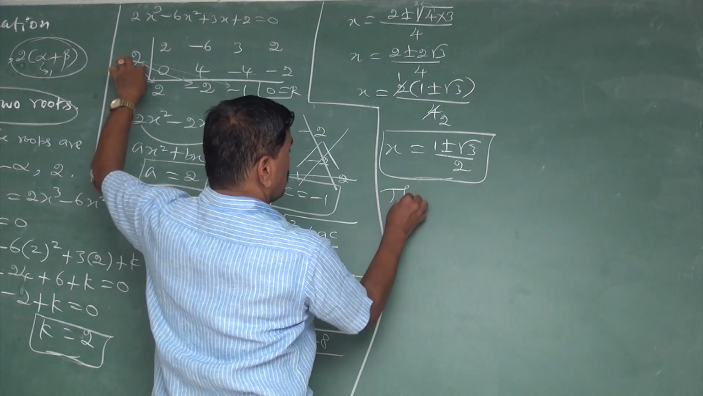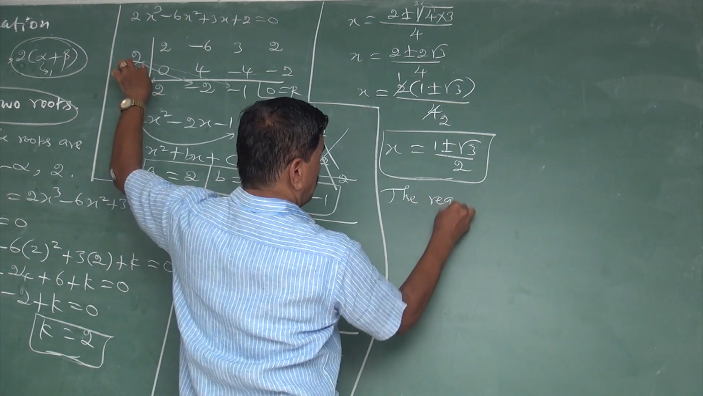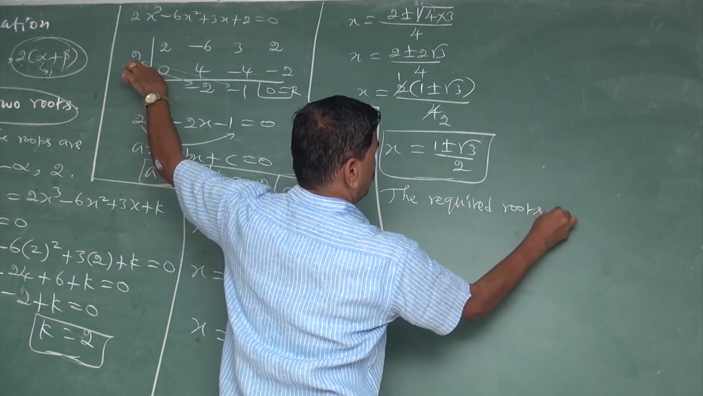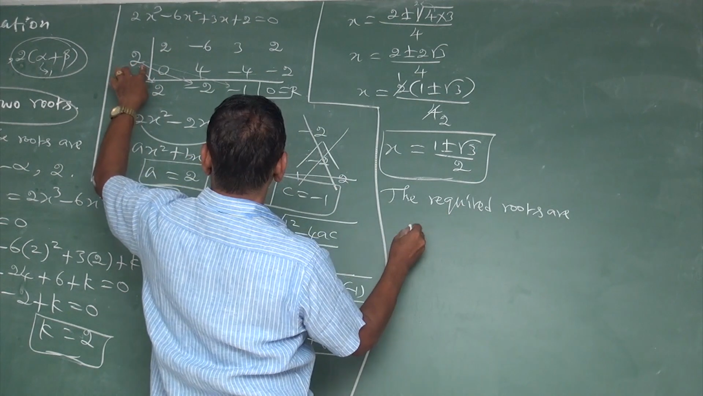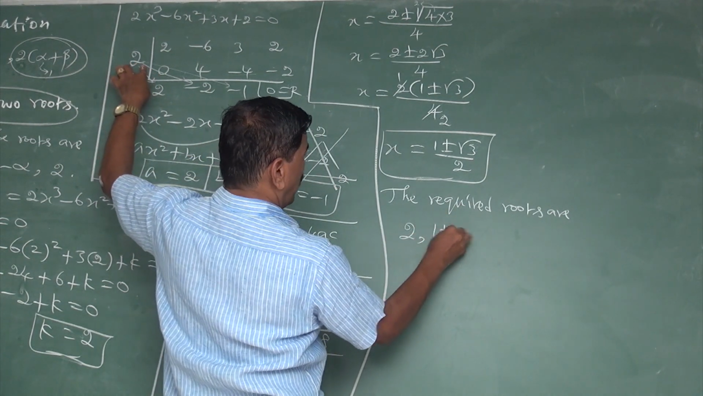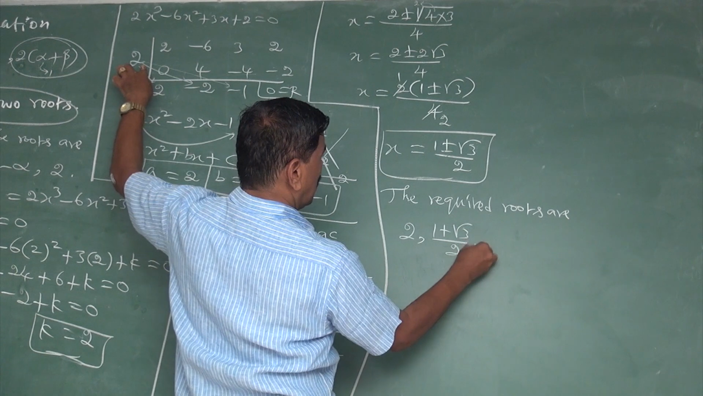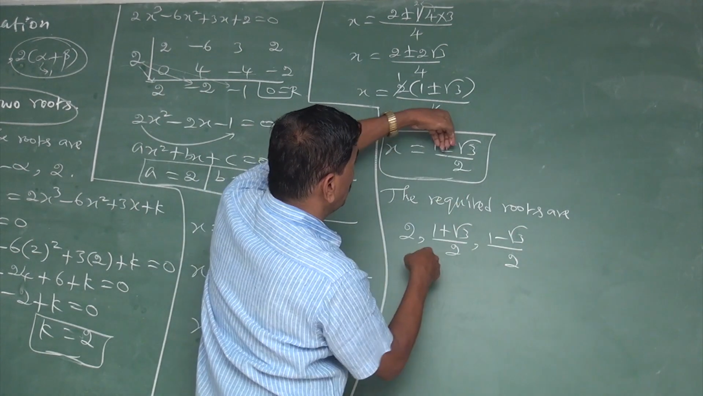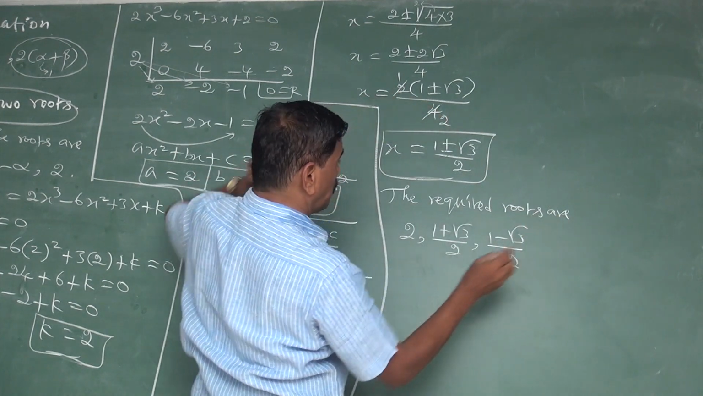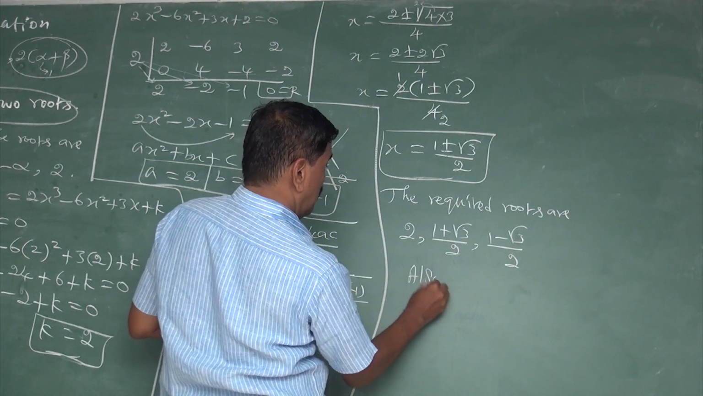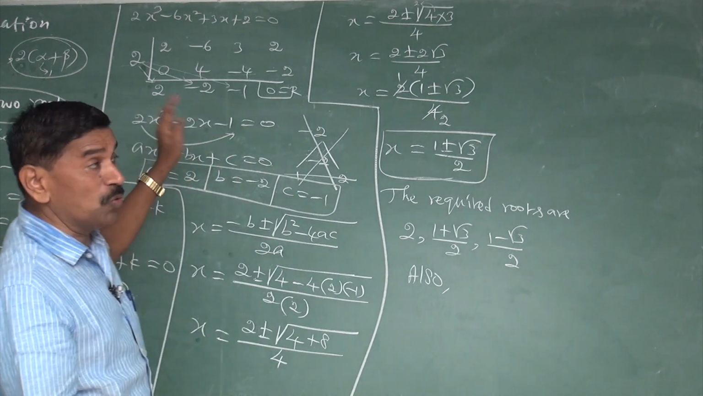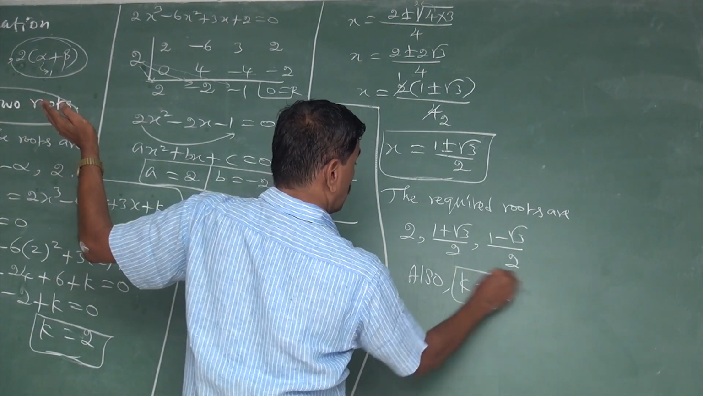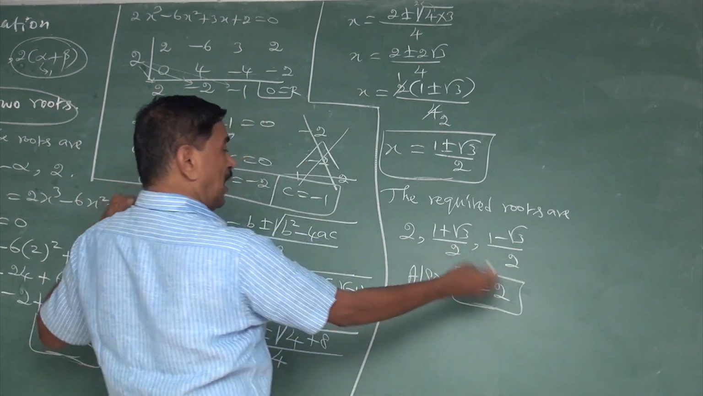Therefore, the required roots are 2 comma 1 plus root 3 by 2 comma 1 minus root 3 by 2. Okay, the required roots are. Also, can you tell me what is k value, because it is 2 questions. K value. What is k? Very good, k is equal to 2. So, there are 3 roots plus k value is equal to 2.